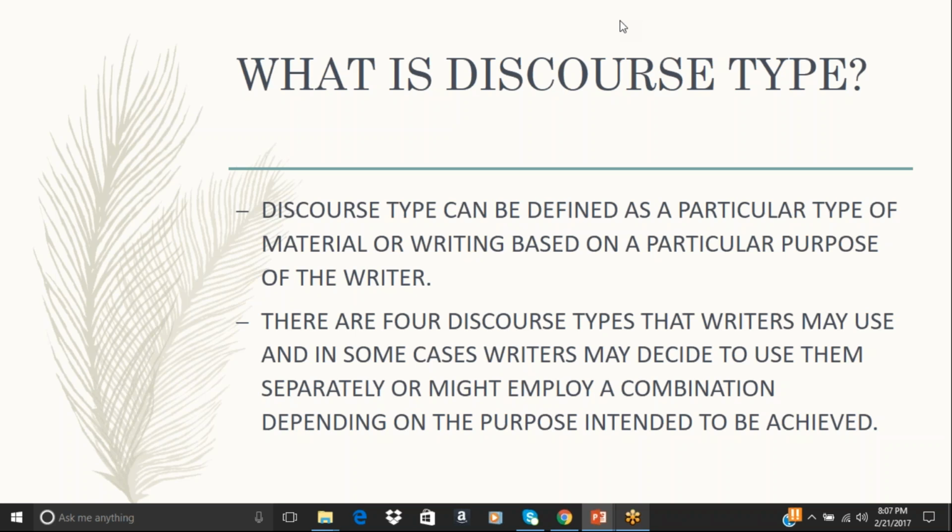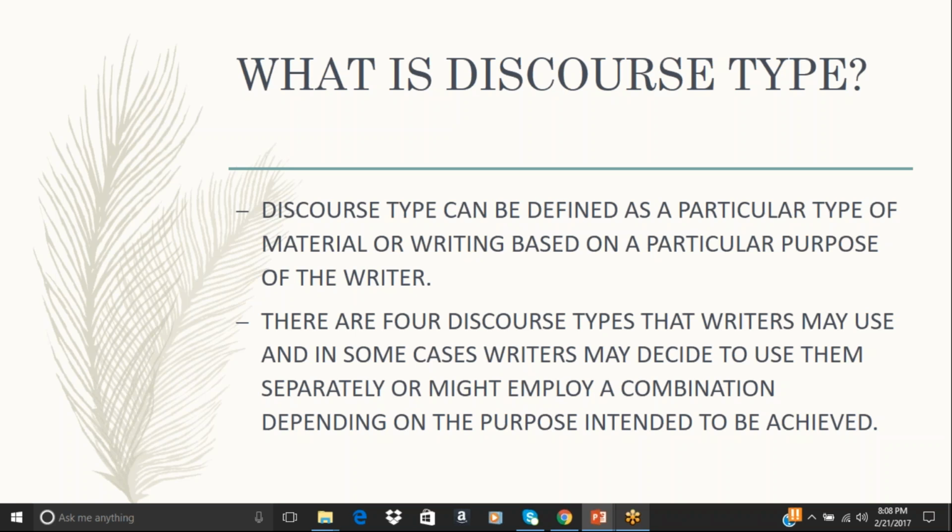We're going to just do a little background, a recap of sorts. We're going to be looking at what is a discourse type, and this discourse type that we're talking about is actually the same thing as modes of writing. So a discourse type can be defined as a particular type of material or writing based on a particular purpose of the writer. There are 4 discourse types that writers may use, and in some cases, writers may decide to use them separately or to employ a combination depending on the purpose intended to be achieved.